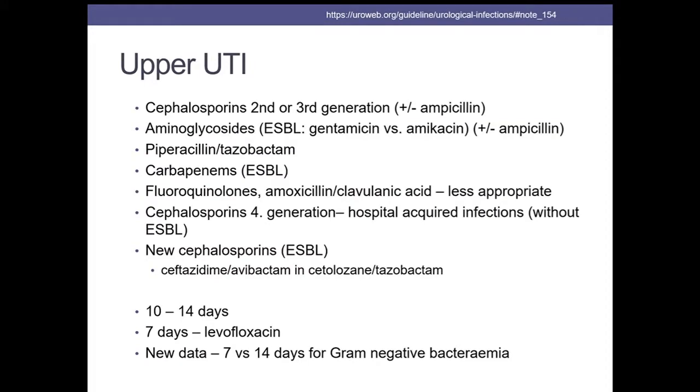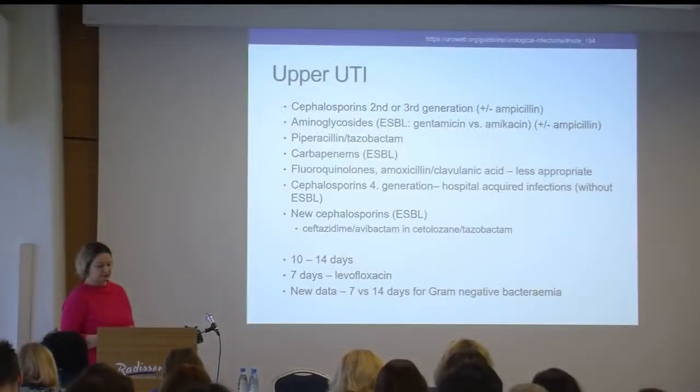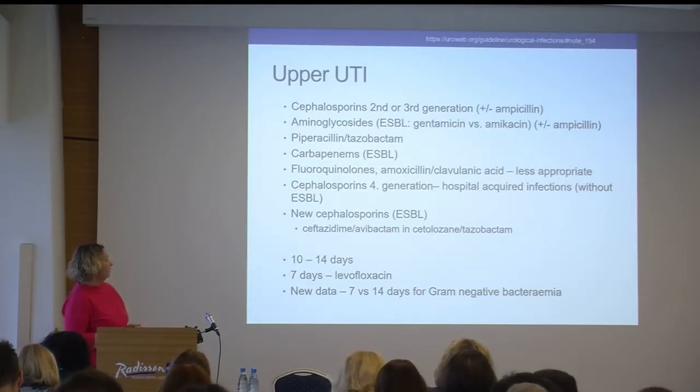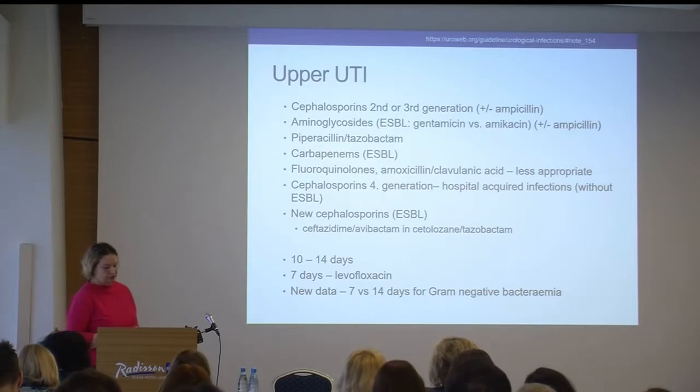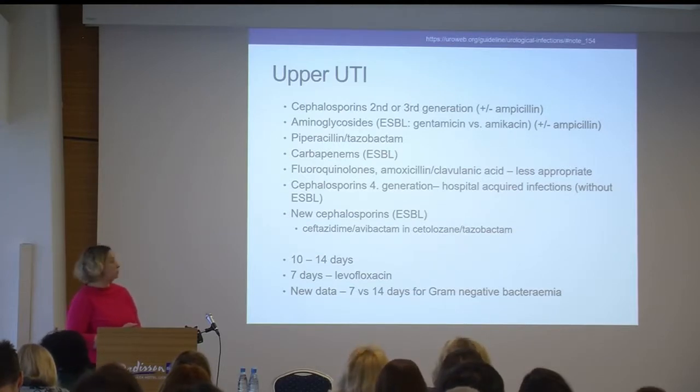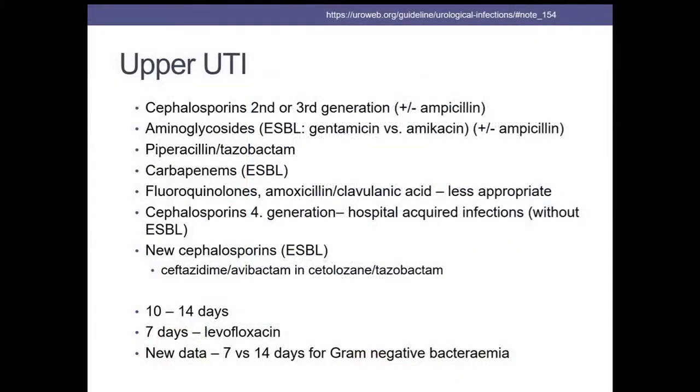In upper urinary tract infection, we can start the treatment with second or third generation cephalosporins with the addition of ampicillin. We can also start with aminoglycosides. When you have ESBL, then amikacin is better than gentamicin, and you have to add ampicillin when you think about enterococcal infection. Other options are piperacillin-tazobactam and carbapenems in patients who are colonized with ESBL. Fluoroquinolones and amoxicillin with clavulanic acid are less appropriate because of the high resistance. Fourth generation cephalosporins are limited to hospital-acquired infections in patients who are not colonized with ESBL.